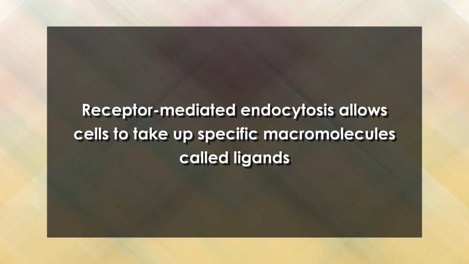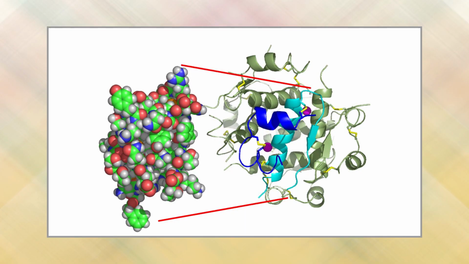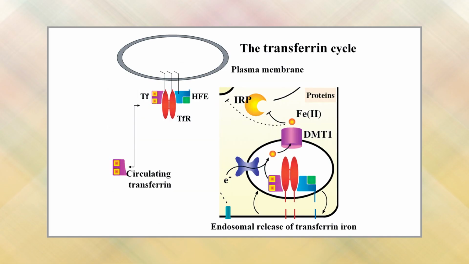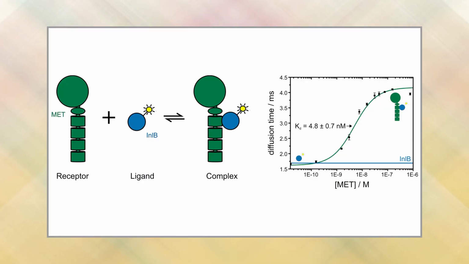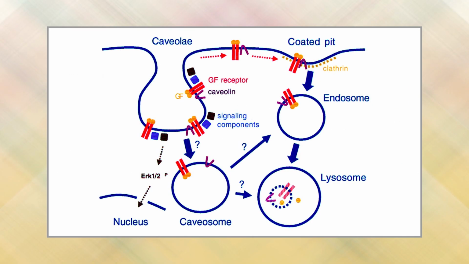Receptor-mediated endocytosis allows cells to take up specific macromolecules called ligands, such as proteins that bind insulin, transferrin or low density lipoprotein cholesterol carriers. Receptor-mediated endocytosis requires specific membrane receptors that recognize a particular ligand and bind to it. Ligand-receptor complexes migrate along the membrane surface to structures called coated pits just inside the cytoplasm.